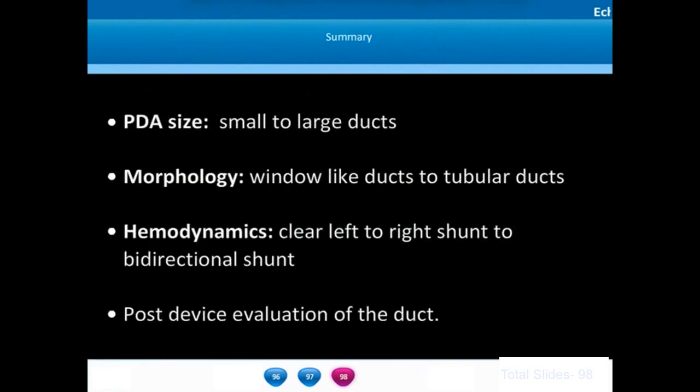A ductus arteriosus can be of different sizes. It may be small, it may be moderate, it may be large. The morphology may differ from a window-like ductus to a long tubular ductus. The hemodynamics may differ from a clear large left-right shunt to a bidirectional or entirely right-left shunt. And we need to notice that in the post-interventional evaluation of a ductus arteriosus, we have to look at residual PDA flows, left pulmonary artery narrowing, and aortic arch narrowing.